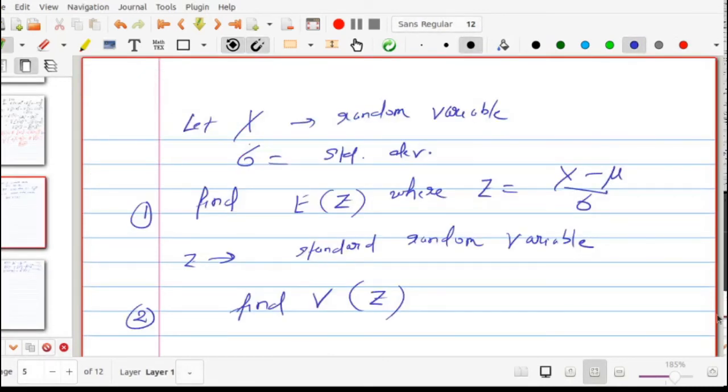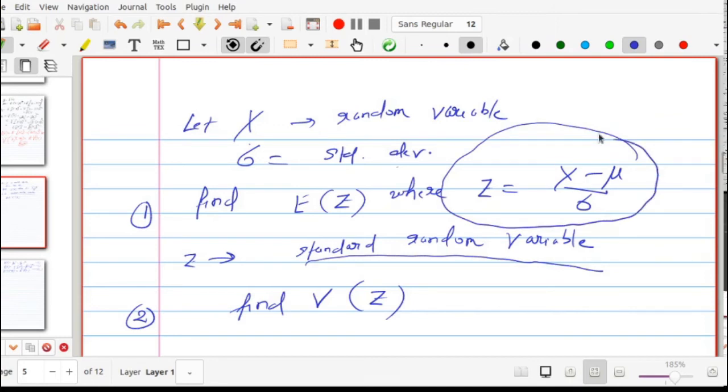So let x be a random variable with mean mu and standard deviation sigma. Based on the formula that we derived in the previous slides, we have to find the expectation of z, where z is equal to x minus mu by sigma, and also the variance of z. This is a statistical term, known as standard random variable. So the problem is to find out the expectation of a standard random variable and the variance of the standard random variable. Right? This is the question.